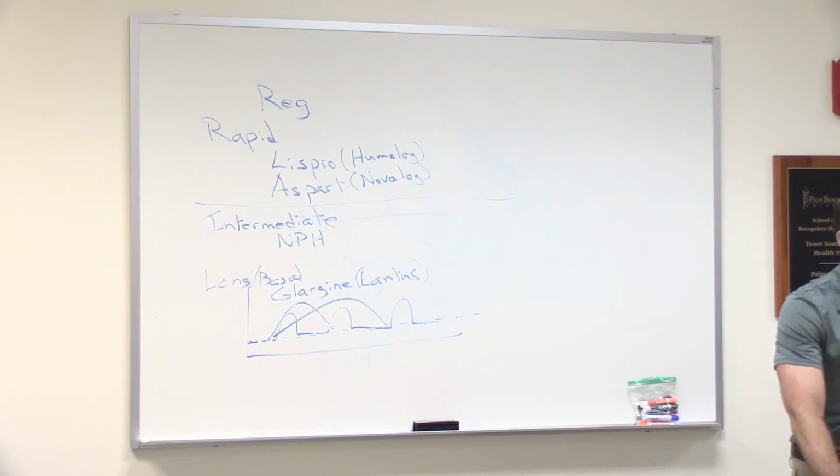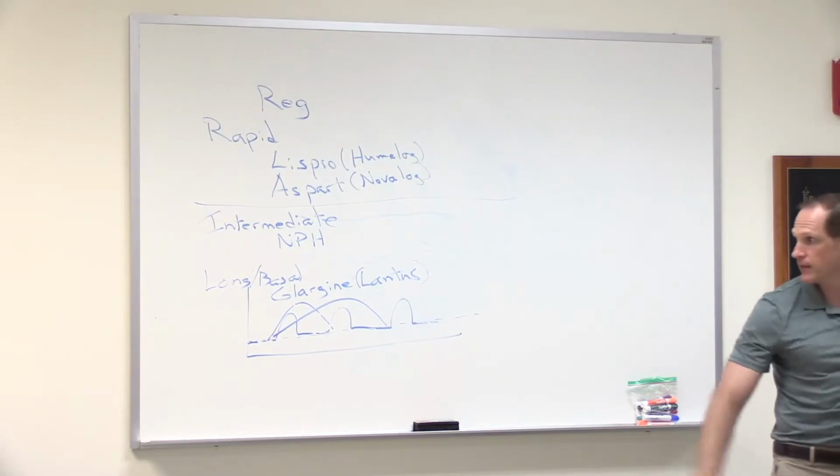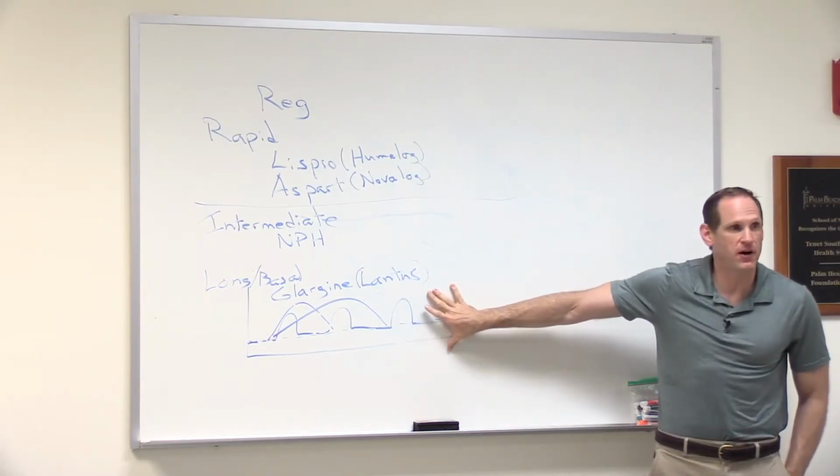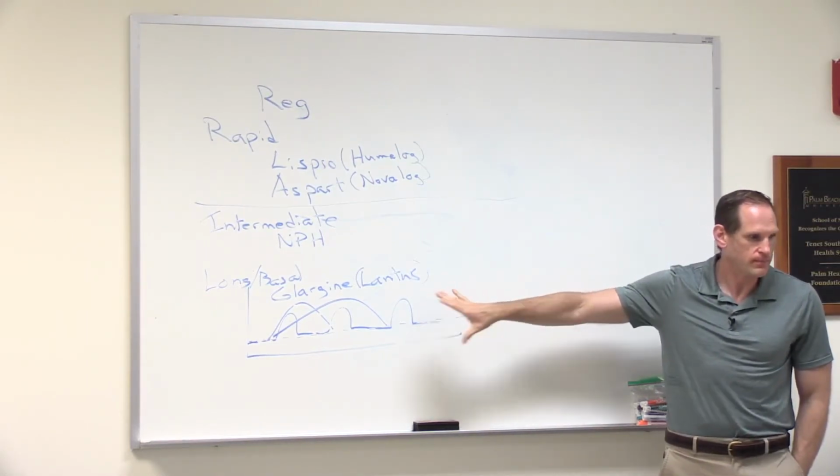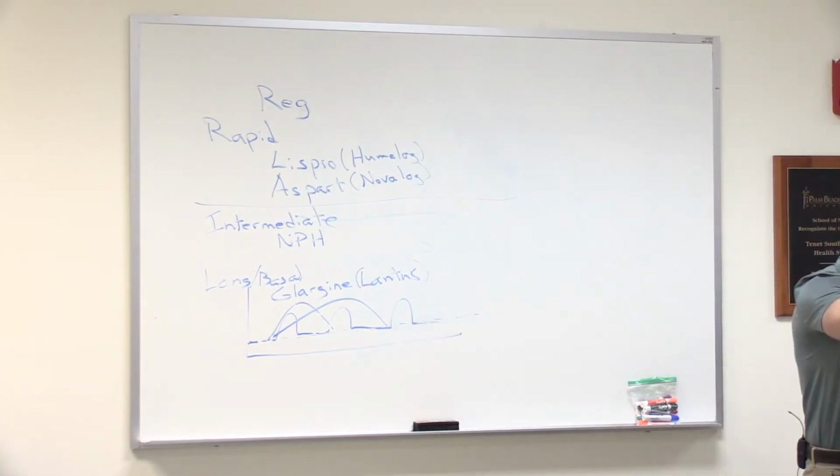Which one has better glucose control? The 4 shots has by far better glucose control. But there's a downside to glucose control. What's the downside to glucose control? The more tightly you control glucose, the more at risk you are for hypoglycemia. So there is an increased risk of hypoglycemia with the 4 shots a day.